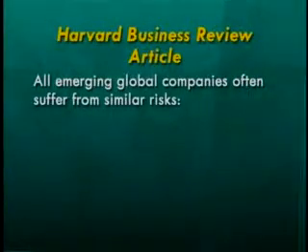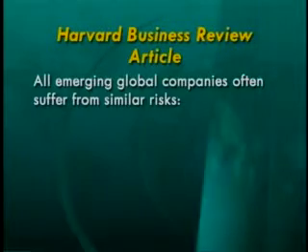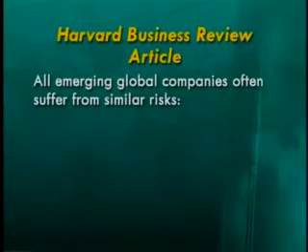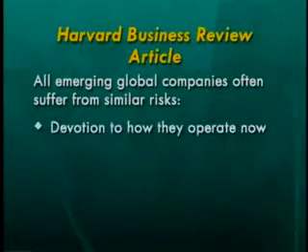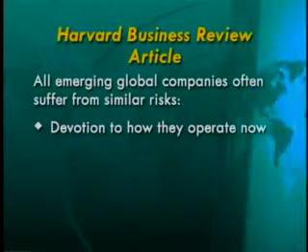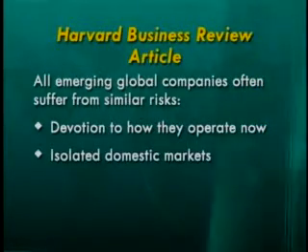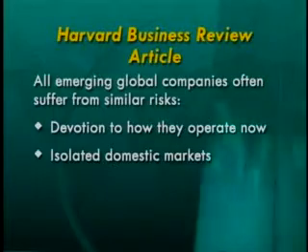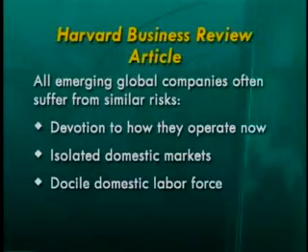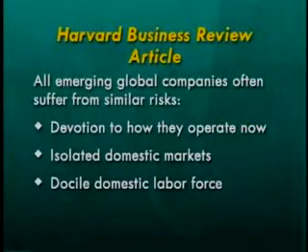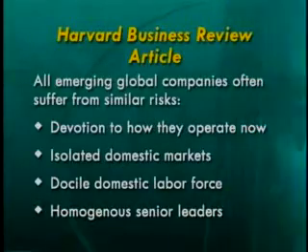According to a recent Harvard Business Review article, emerging global companies often suffer from similar risks. Among these are a devotion to how they operate now, issues trying to expand from isolated domestic markets, a docile labor force, and homogeneous senior management. Because aspiring global companies have good cash flow and wish to expand, they may come to believe that new markets are similar to their own.